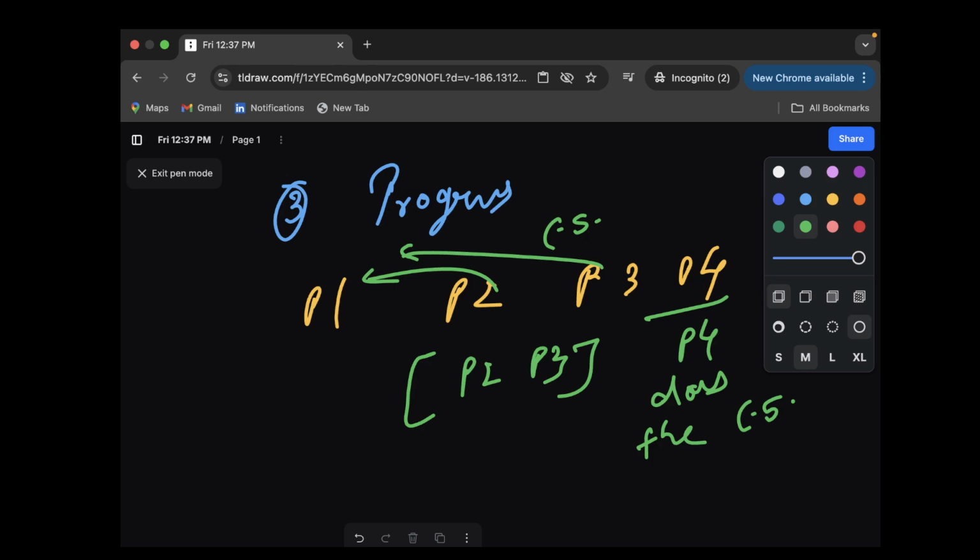Now we assume that each process is executing at a non-zero speed. However, we can make no assumptions concerning the relative speed of the processes at a given point in time. Kernel code may be active in the operating system. Now we make an assumption here, right, that both are going to run at non-zero speed.